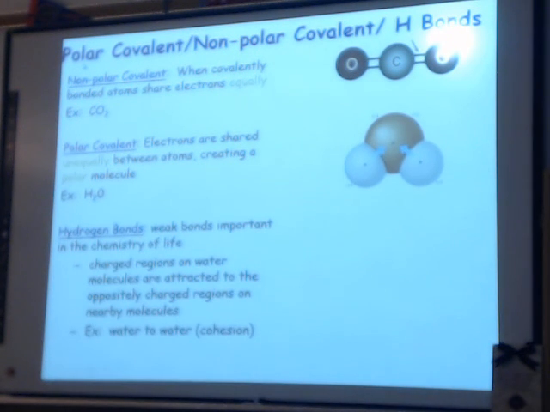Hydrogen bonds, that's the one y'all forgot. Hydrogen bonds are weak bonds, but they're important in the chemistry of life. Our body is made up of many covalent and hydrogen bonds. We don't have near as many ionic bonds. Those are where our minerals are, and we usually have to get minerals from somewhere else. Our hydrogen bonds are weak, but very important to life. They are charged regions on water molecules that attract the opposite charge region of nearby molecules.